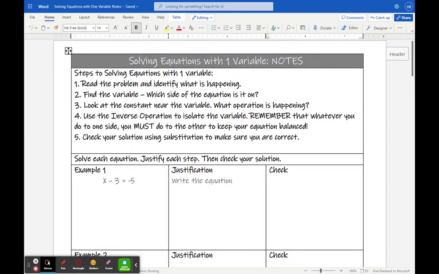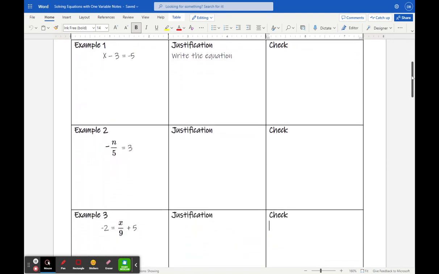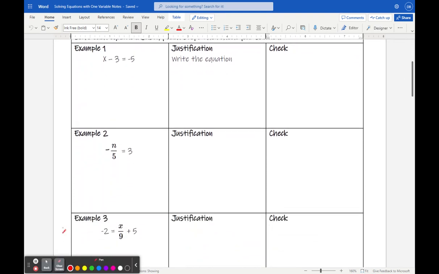Hello friends, today we're going to be looking at solving equations with one variable. As you can see, I have my guided notes. I have my directions right up here at the top. If you need to reference them, you have them. Let's go ahead and dive into some examples.